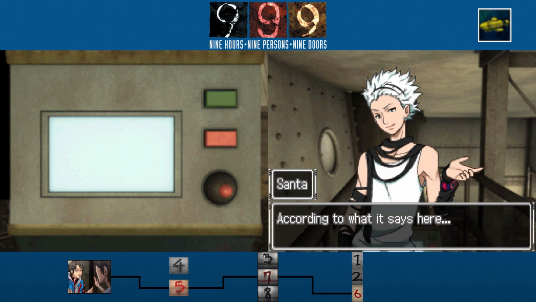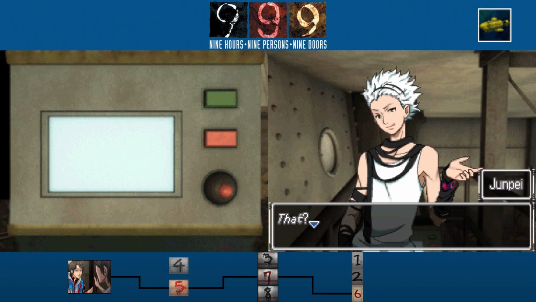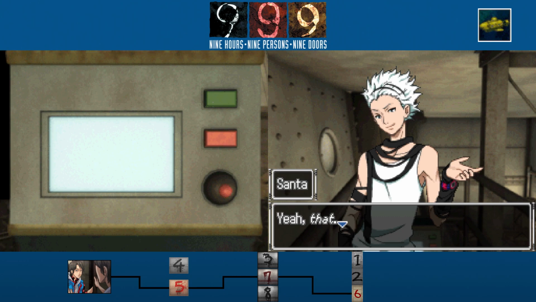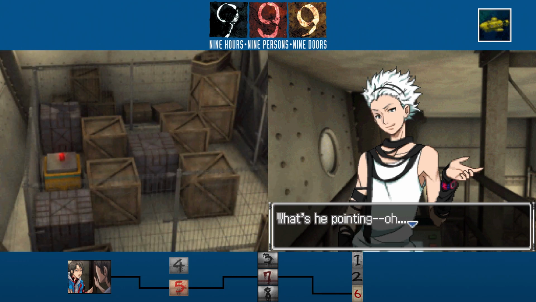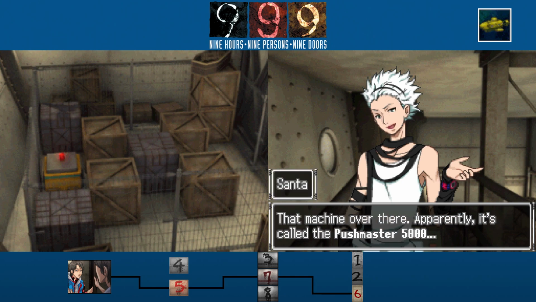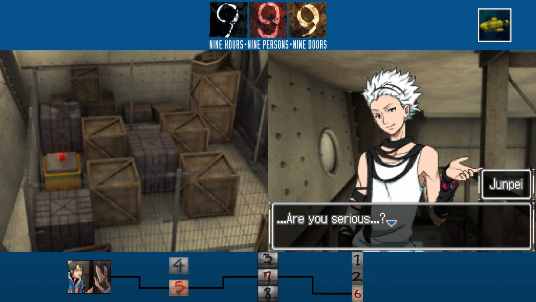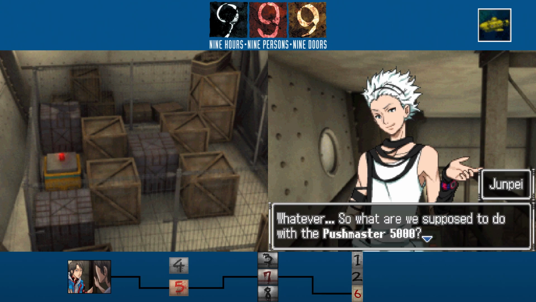According to what it says here, this thing's a remote control for that. That? Yeah, that. What is that? Please stop playing the pronoun game. What's he pointing? Oh, that machine over there. Apparently it's called the Pushmaster 5000. Are you serious? Whatever, so what are we supposed to do with a Pushmaster 5000?